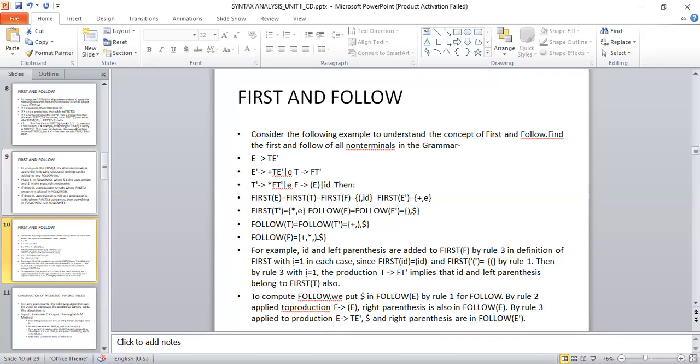So to compute follow, we put dollar symbol in follow of E by rule 1 for follow. So by rule 2, we have applied the production F implies E in open and close parenthesis. Right parenthesis is also in follow of E. So by rule 3 we have applied E implies E dash, dollar and right parenthesis is also in follow of E dash. Clear?